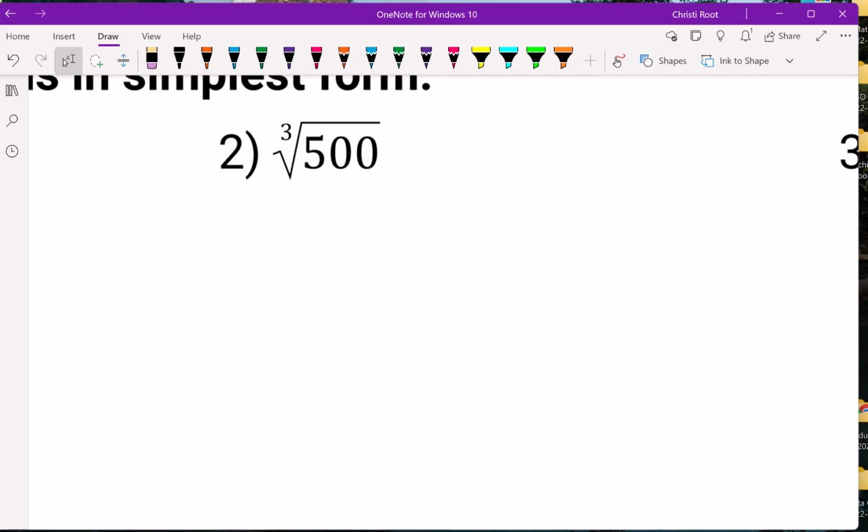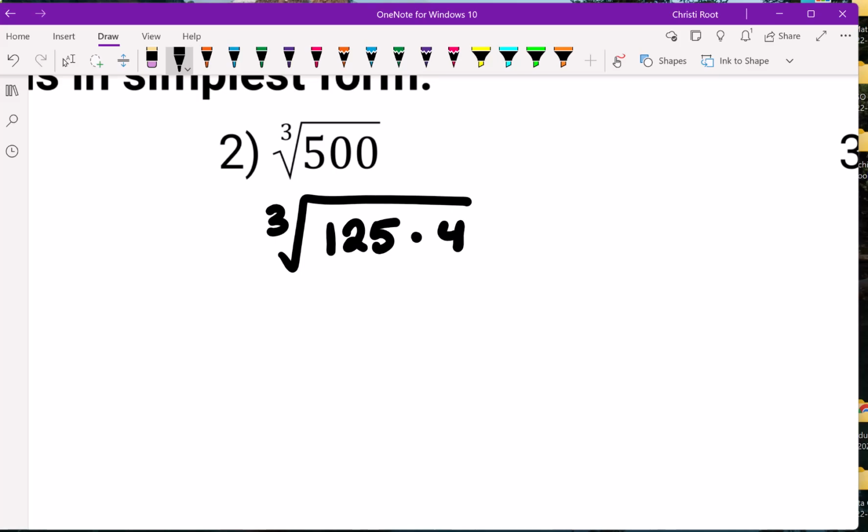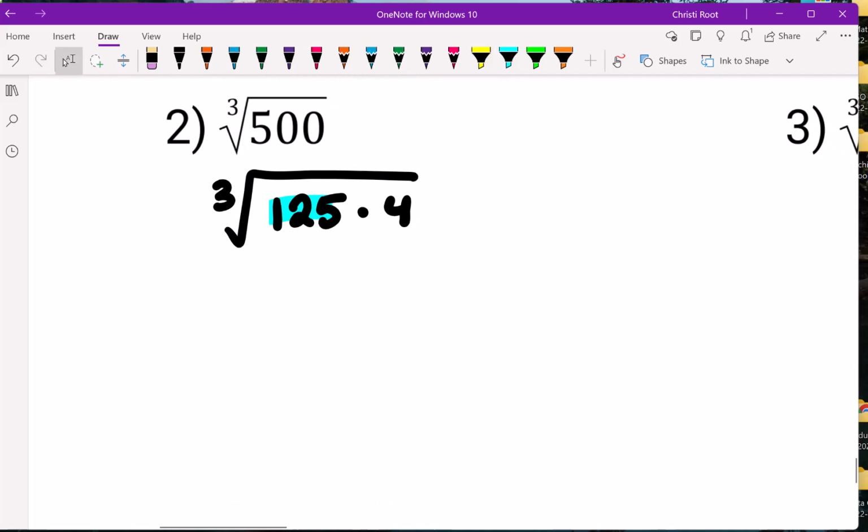Okay, 500 divided by 64. And you just keep going until you find one. 500 divided by 125 is 4. Perfect. So here's what you're going to do. You can't do anything about 500, but you can do something about 125 and 4. That's what you have to do. This has to be a perfect cube for you to simplify it. And yes, your calculator can help you. It just won't do the problem for you.